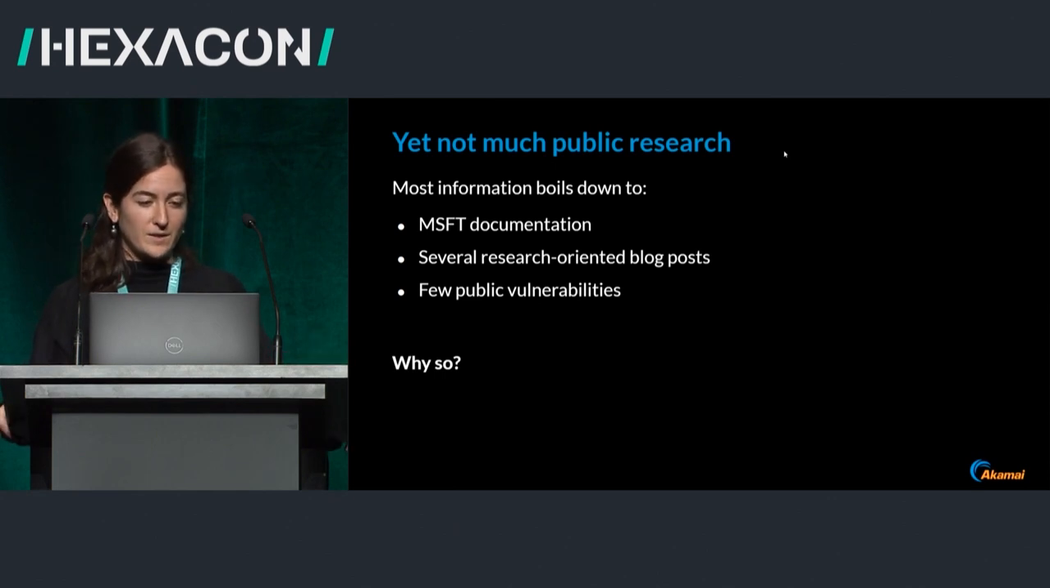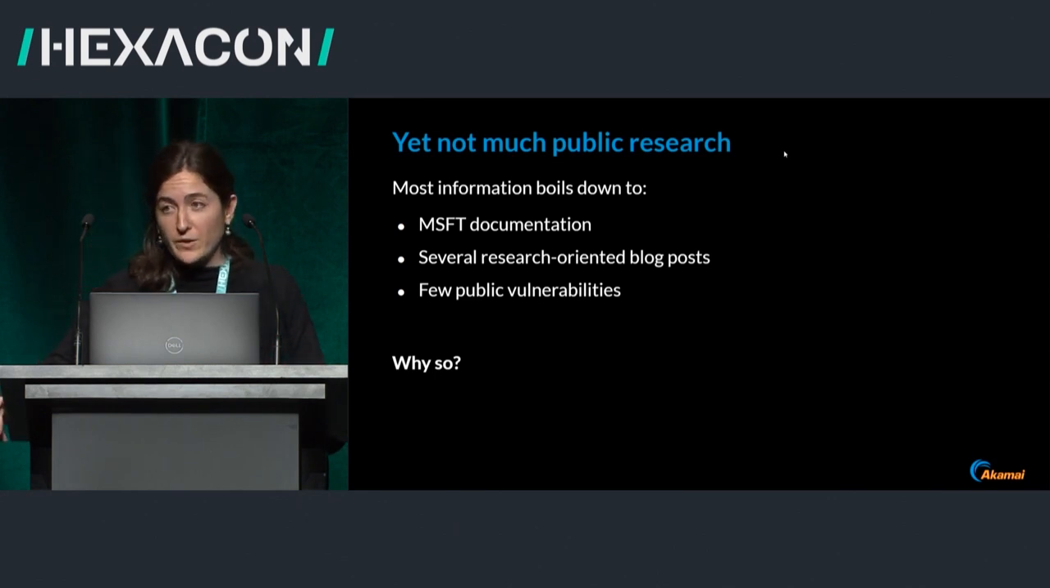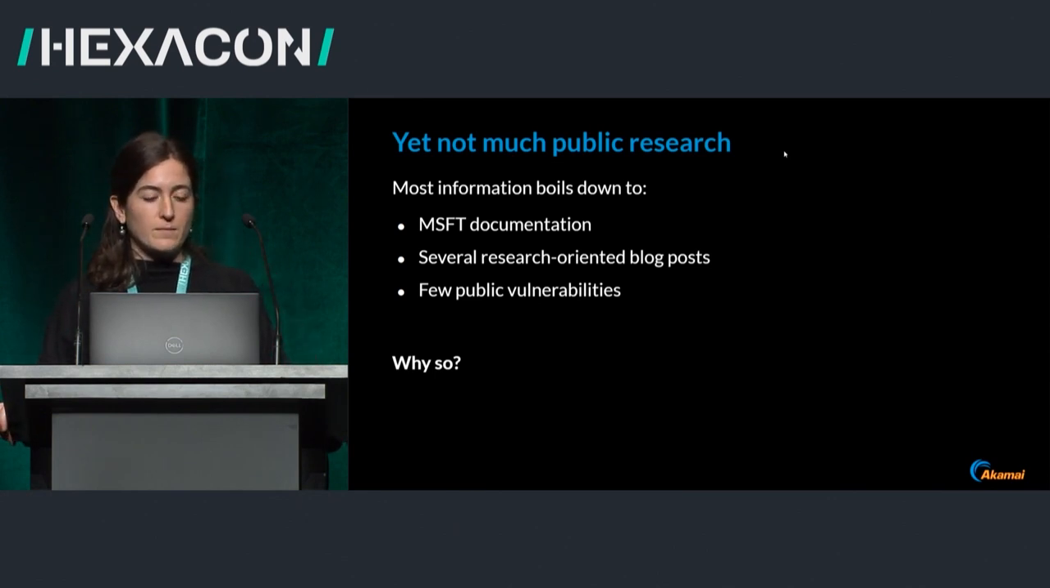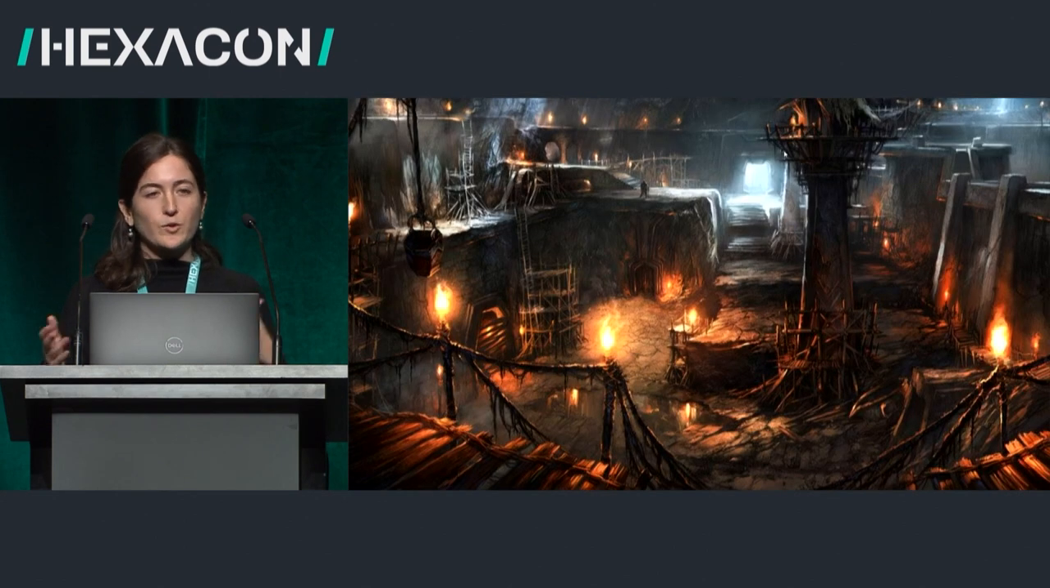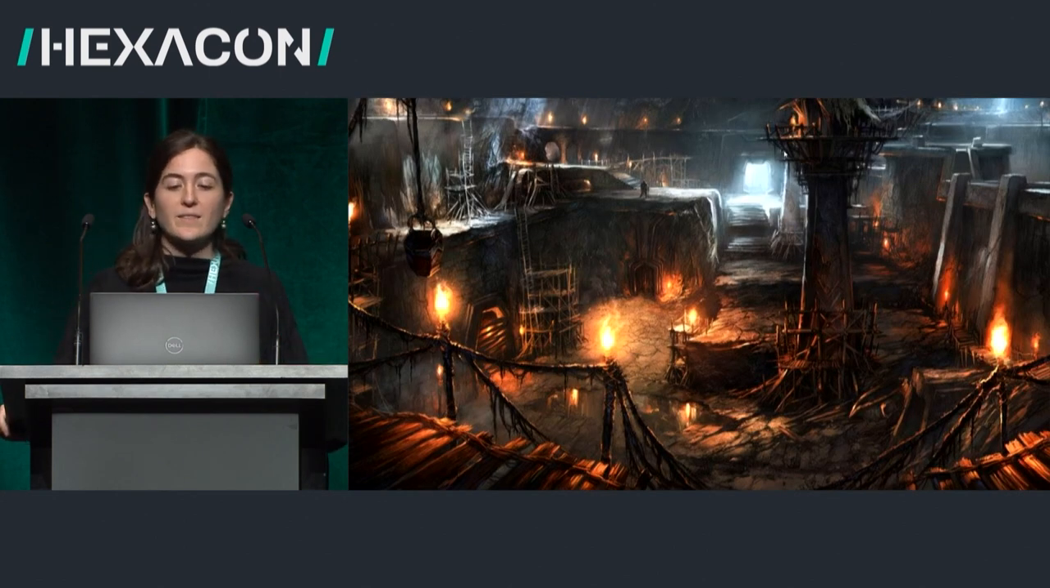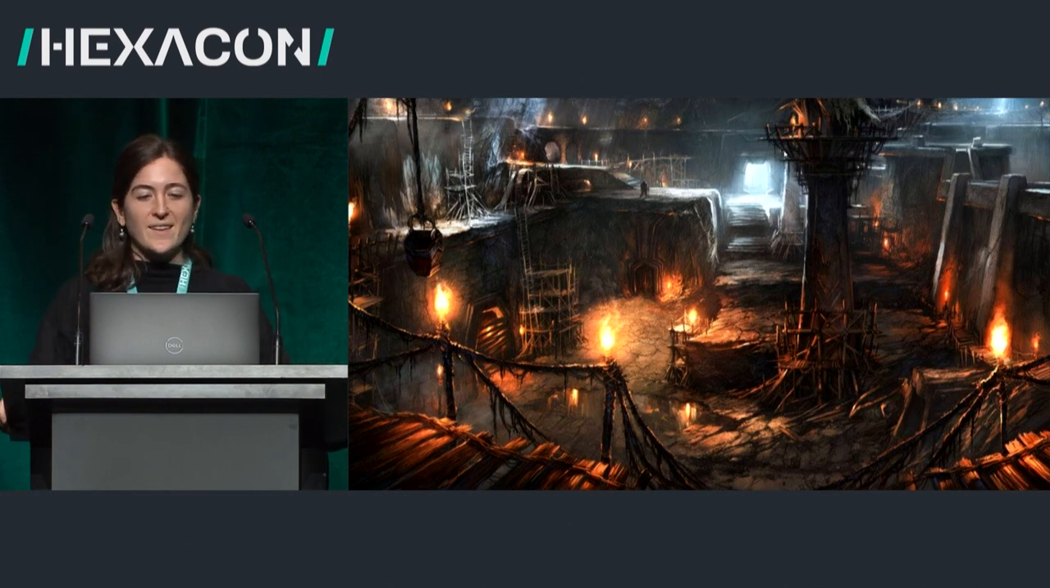So this is for the documentation. There are several research-oriented blog posts, and we will refer to them later on. But again, not many of them. And also with regards to disclosed vulnerabilities, recently there have been a couple of public vulnerabilities, specifically in the RPC runtime, but it's not a popular target. And we suspect or assume or hypothesize that the reason for that is that it's old. It's not as shiny and brand new like cloud security or API security or other very trending domains. But actually, this is one of the reasons why we decided to dive in it.